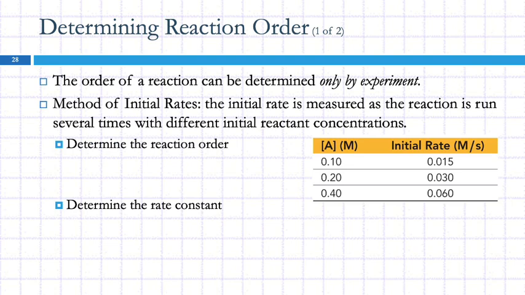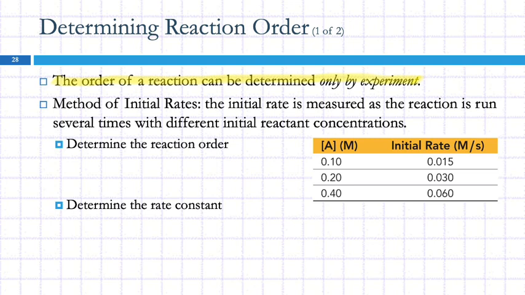Okay, there's Tiger's question. Well, how do we figure out what the reaction order is? You have to do experiments. It can only be determined by experiment. We cannot look at the chemical equation and figure it out. Somebody has to do an experiment for that particular reaction and let everybody else know. Okay. So how do you do that by experiment?